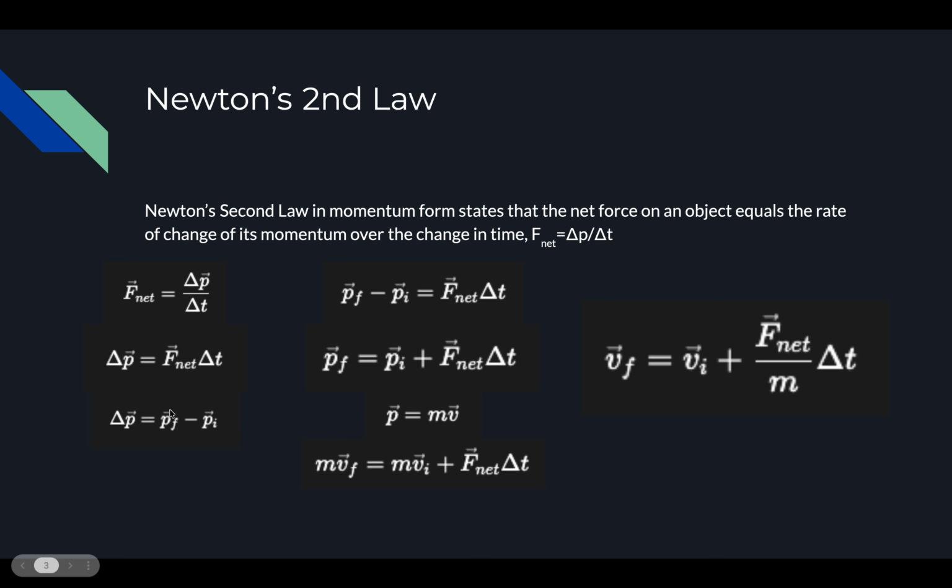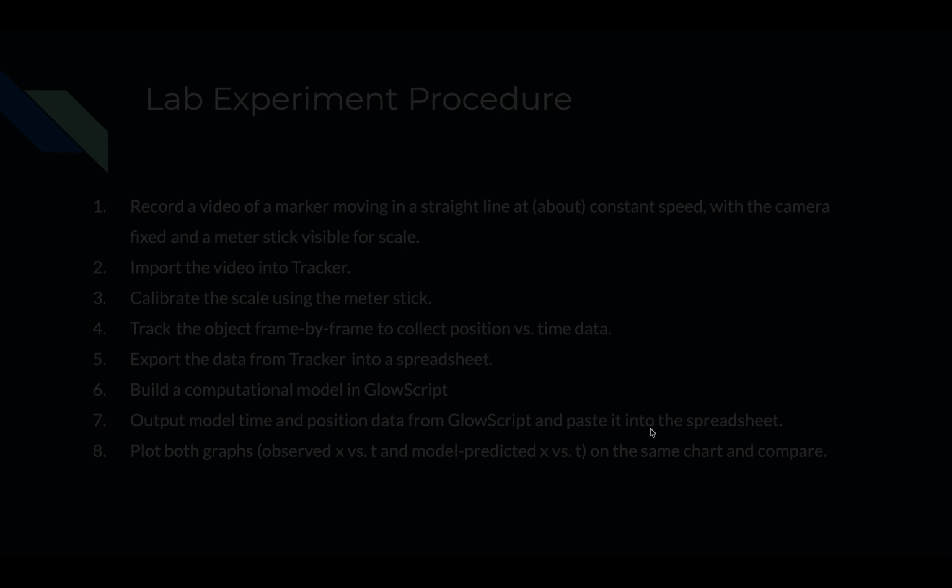We can move change of momentum over to the other side, and we know change of momentum is the final momentum minus the initial momentum, so we just plug that into the formula, and then we move over initial momentum, and we get this formula. We also know that momentum is mass times velocity, so we plug in mass times velocity for momentum, and then we divide mass out of the formula, and this is the final formula that we get.